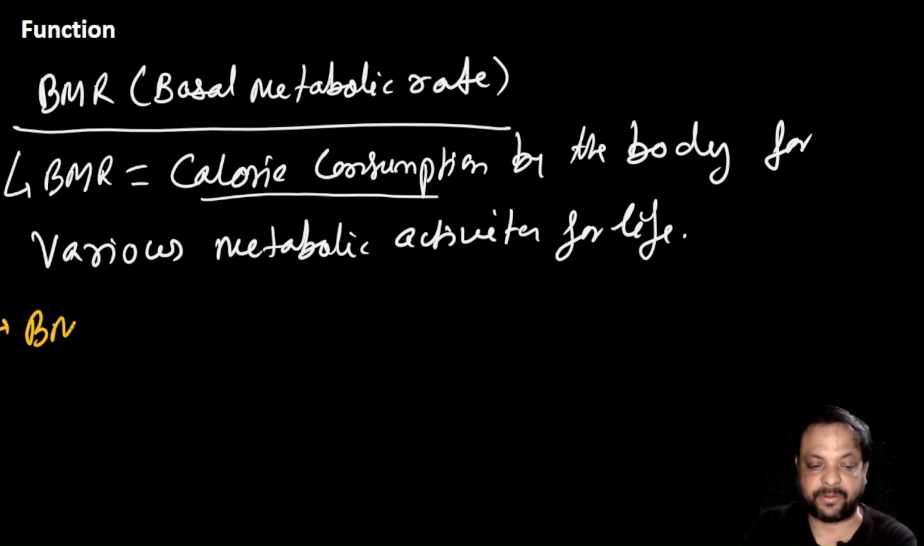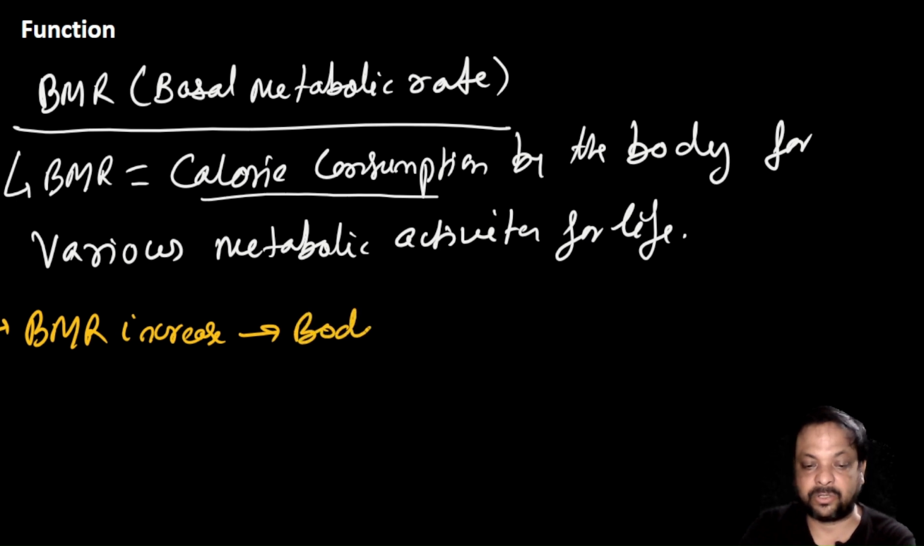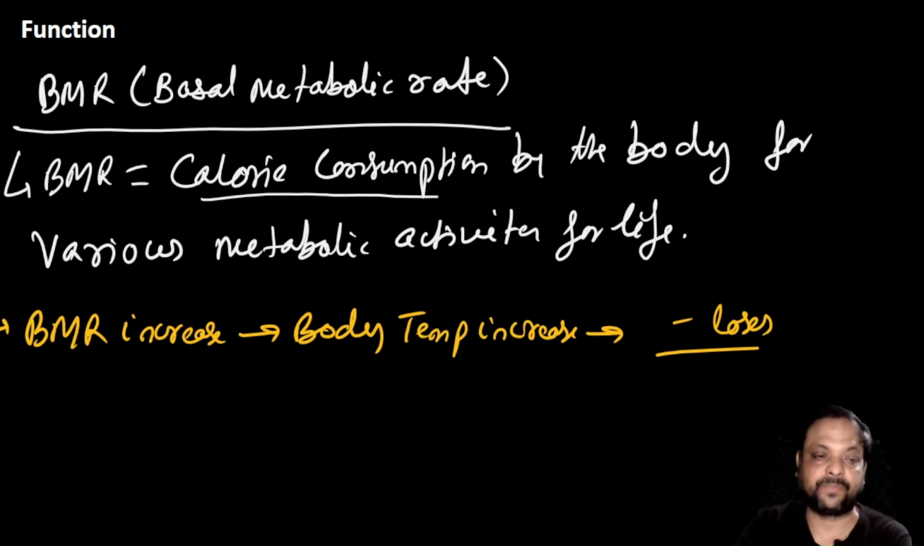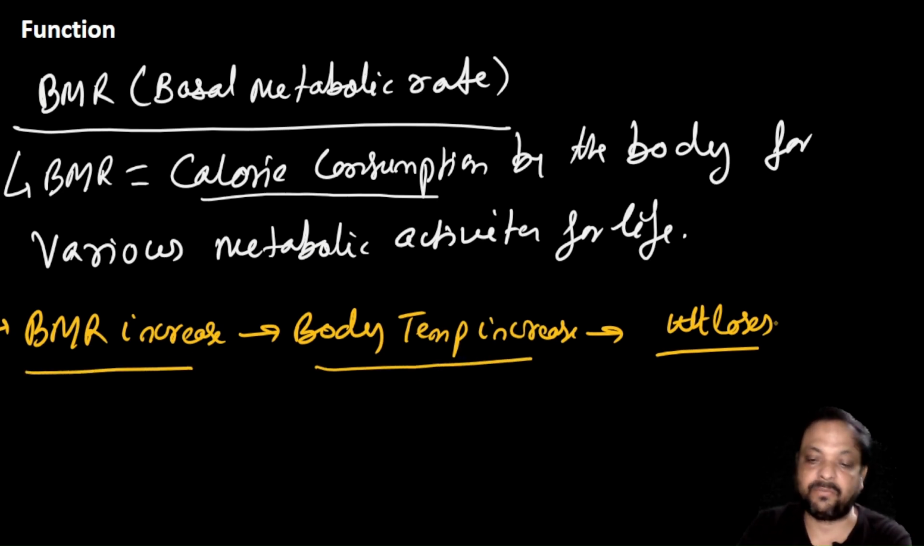It means if BMR increases, then what happens? The body temperature also increases. If the body temperature increases, what happens? The weight is lost. Got it? So if the basal metabolic rate increases, then body temperature will increase, and the weight will be lost.